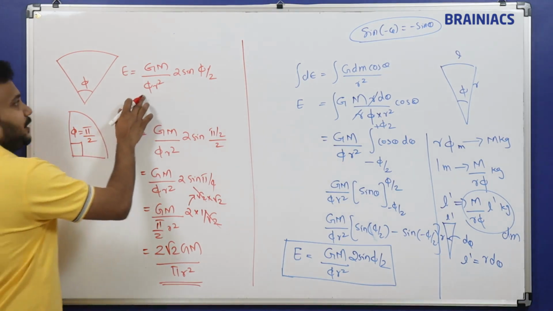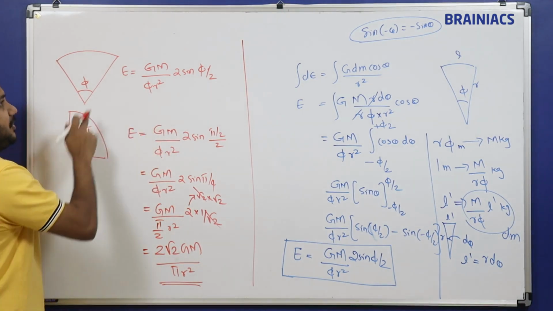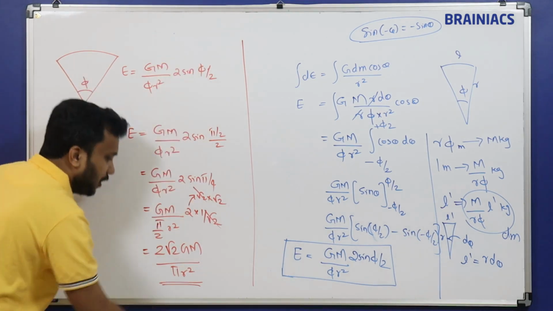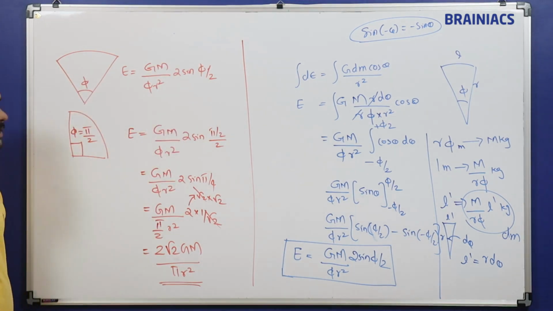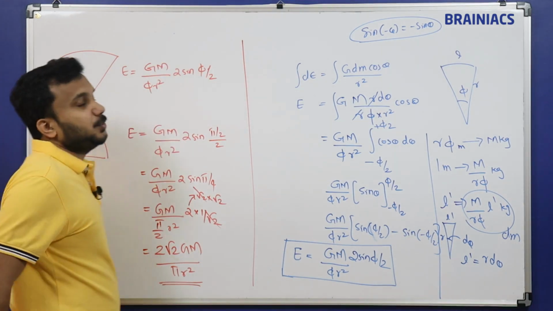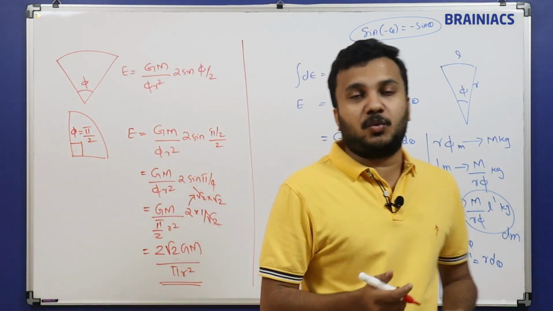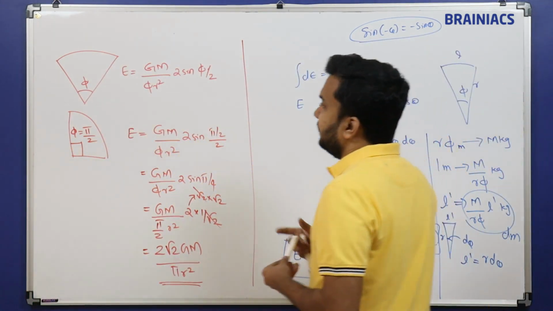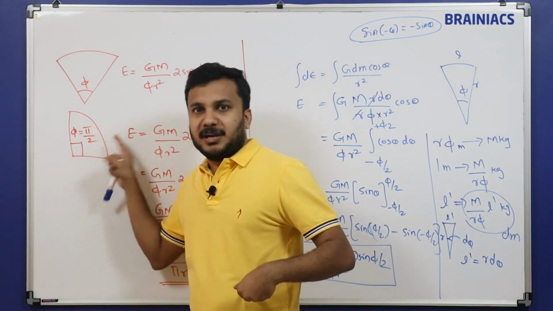So this is the expression for a quarter circle. Once you get this equation, what is φ? φ is equal to π by 2. You substitute here and solve it. That's all. For an arc it's very generic, we don't know what the angle is. If it is a quarter circle, you can substitute π by 2.